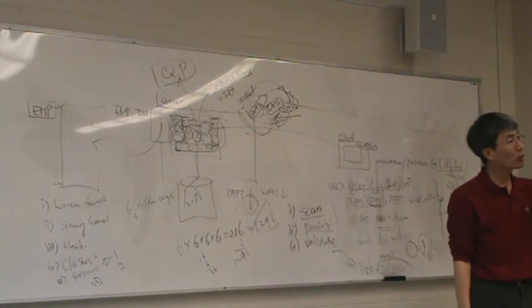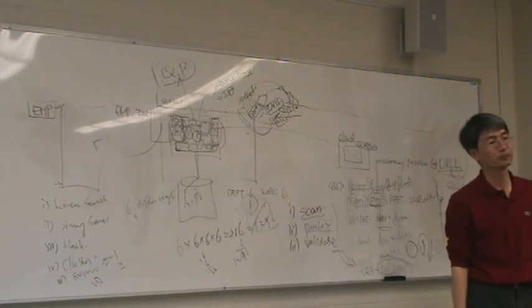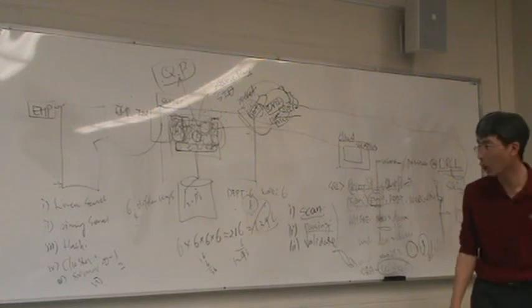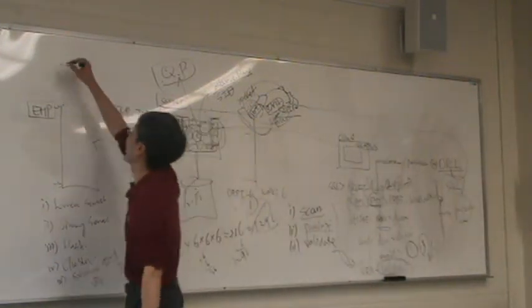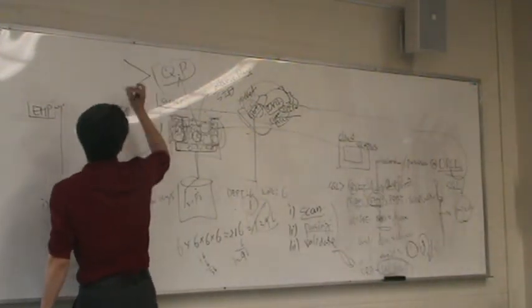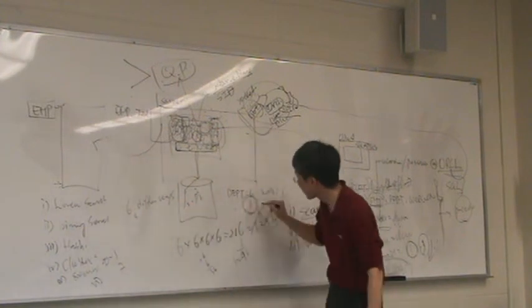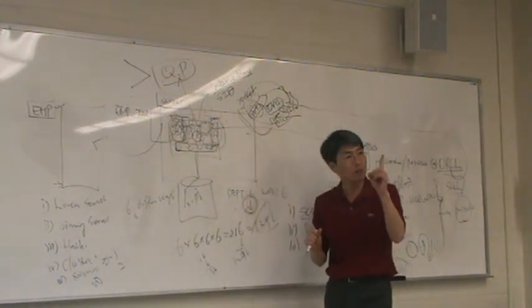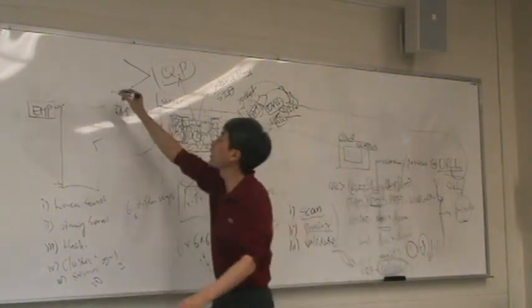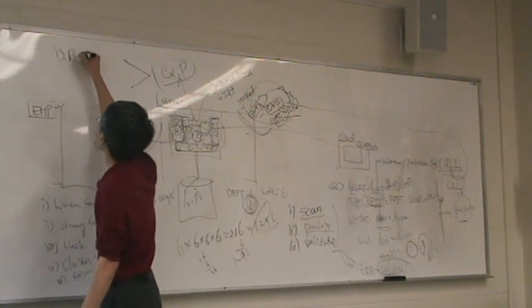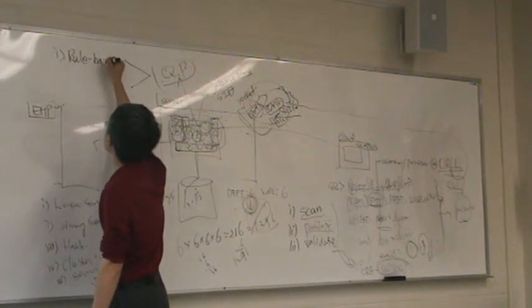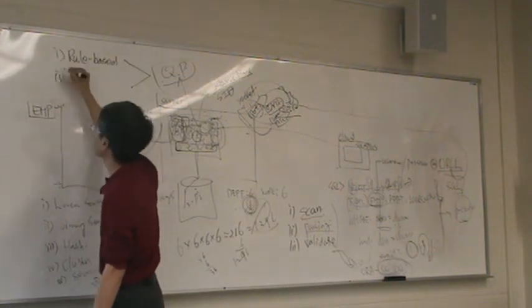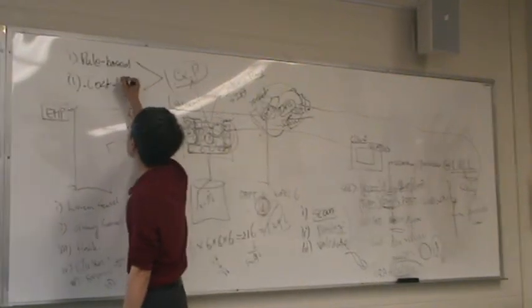Okay? Considering what? That's the problem. So there are 2 different ways that query processor finds the best path. Okay? One is rule-based optimizer. Second is cost-based optimizer.